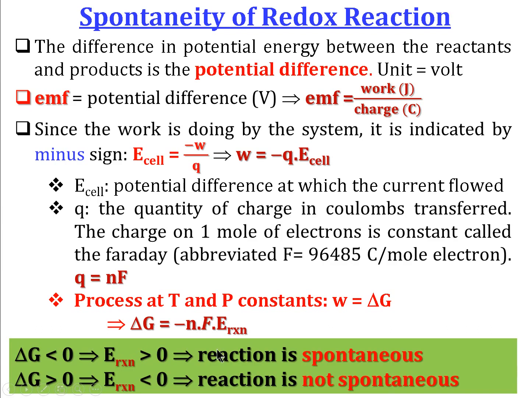If delta G is negative, the reaction is spontaneous. That means E of the reaction is positive. And if delta G is positive or E of the reaction is negative, the reaction is not spontaneous. So in electrochemistry, to know if a redox reaction is spontaneous or not, we can calculate E of this reaction. And to note that E of the reaction is the potential difference between the couples or between the reactant and the product. So if E of the reaction is positive, that means this redox reaction is spontaneous, or if E of the reaction is negative, the reaction is non-spontaneous.